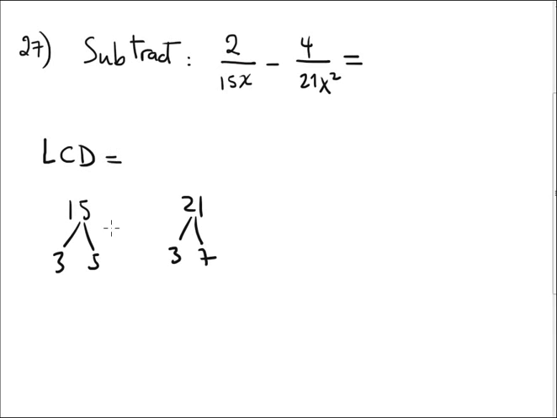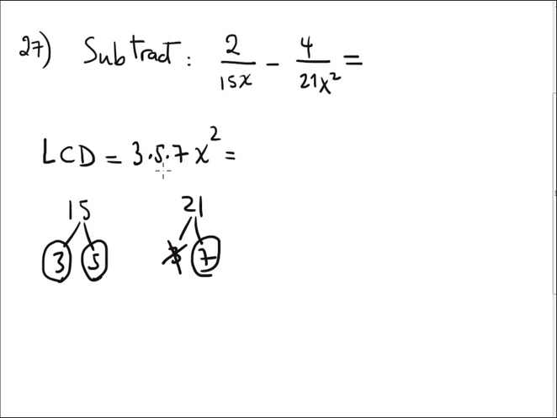Now the least common denominator is equal to: you take every factor. When you have a repetition, you take the majority of them. So you take 3, not necessarily this 3, you take 5 and you take 7. Now it's 3 times 5 times 7 and x to the second power. So it's multiplication. 15 times 7 is 105 x to the second power. So the LCD is 105 x to the second power.